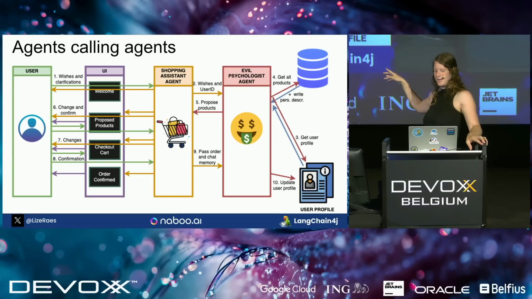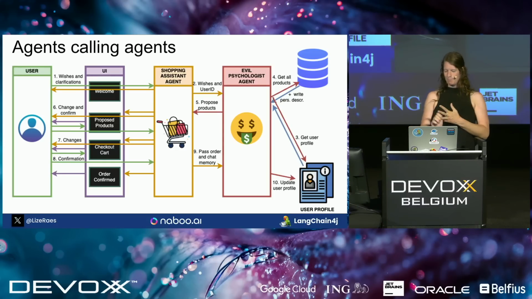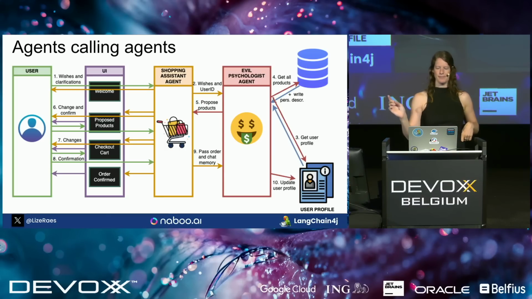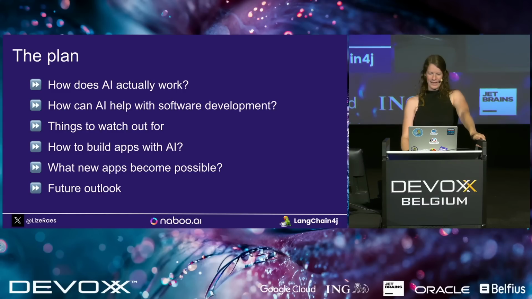And in this case, there's also a version where it calls this evil psychologist agent that will take into account the user profile to change the product descriptions and the pricing settings also. And they interact, I think, over HTTP, if I remember well. So have a look if you want to build state machines with LLMs and do weird stuff. There's an example for it. Good.